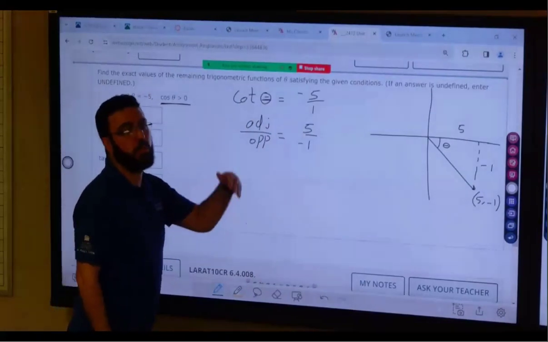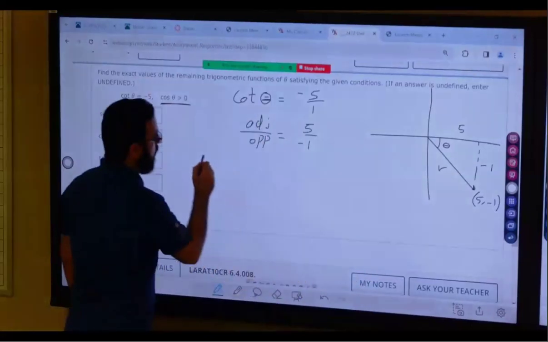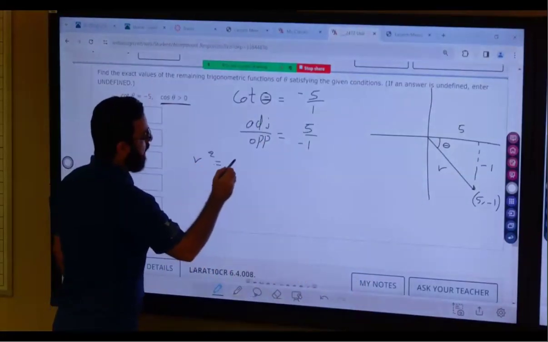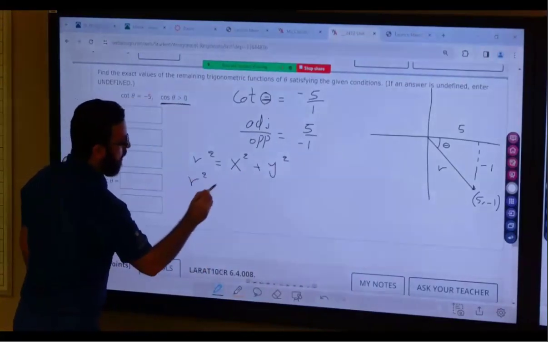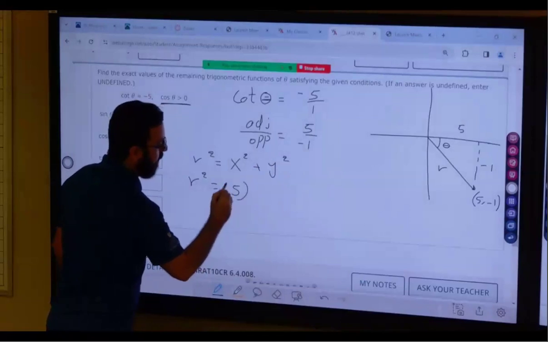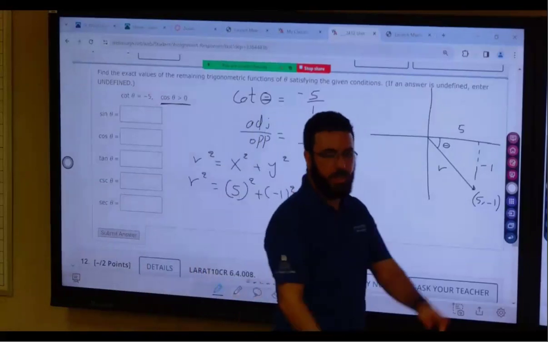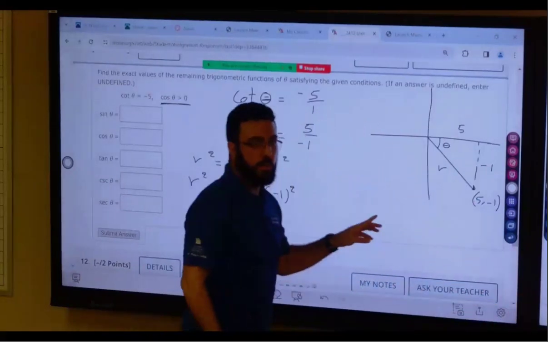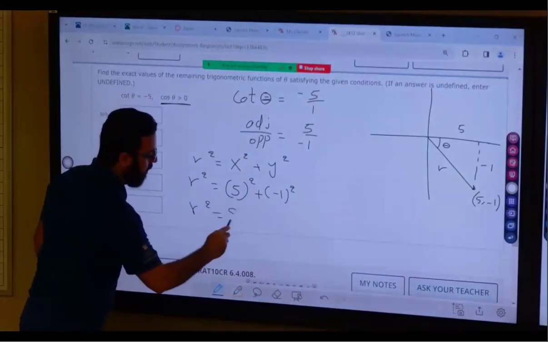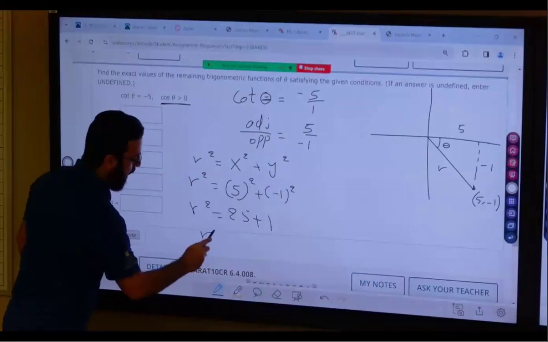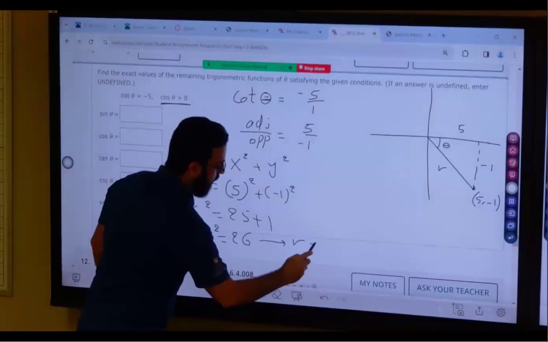So now I'm going to use the Pythagorean theorem, where this side is R. R squared equals x squared plus y squared. x squared is 5 squared plus (-1) squared. Always when you have a negative number, put it in parentheses, because if you plug it in the wrong way, it's going to be wrong. So R squared is 25 plus 1, which is 26. That means R is the square root of 26.